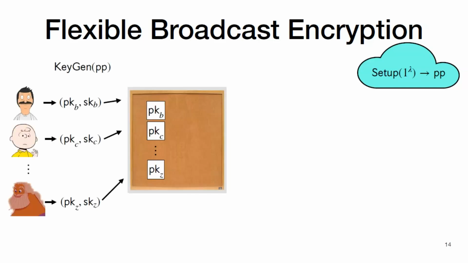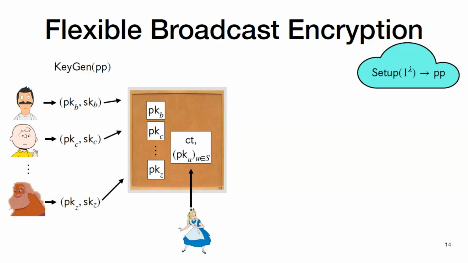Okay, and so our goal, as I said before, is to build this notion of flexible broadcast encryption from witness encryption. So flexible broadcast encryption first starts with some setup algorithm that produces some public parameters in the sky. And then each individual user is able to generate a pair of keys for themselves given these public parameters. And they'll post the public key onto the bulletin board that everyone can see.